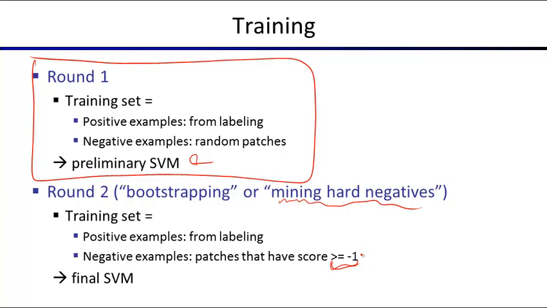The result of that is that you really zone in on the decision boundary and on the hard ones. Instead of just randomly having examples that you put in your negative class, you now have the really hard ones in your negative class, and you can refine your classifier and get a better one than you had in the original training round. That gives you your final SVM.